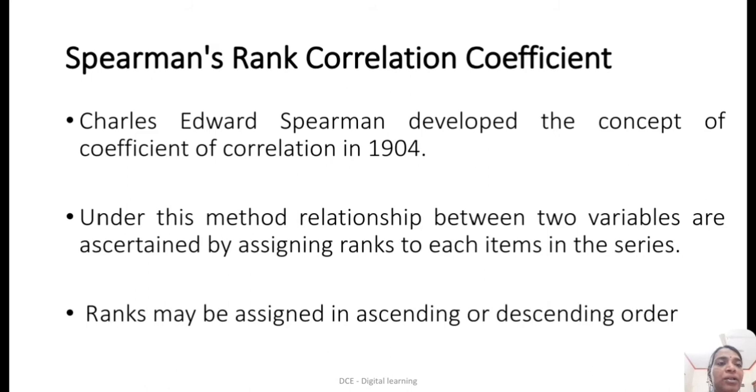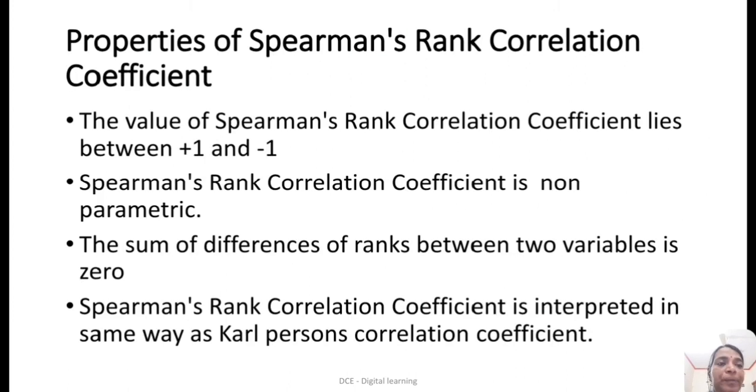So Spearman's rank correlation coefficient was developed by Charles Edward Spearman. He developed the concept of correlation in the year 1904. Under this method, the relationship between two variables is ascertained by assigning ranks to each item in the series. So original values are not considered, but based on the ranks, we calculate correlation. Ranks may be assigned in ascending order or descending order.